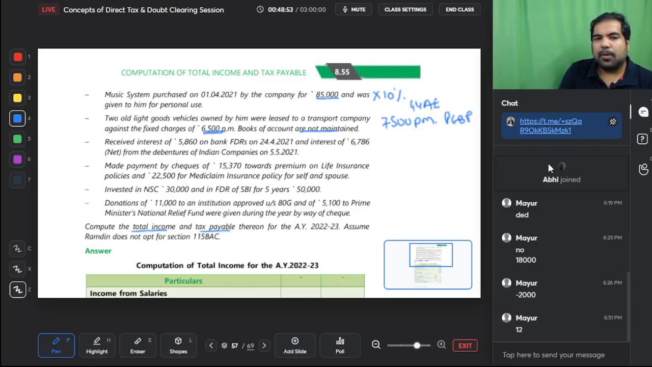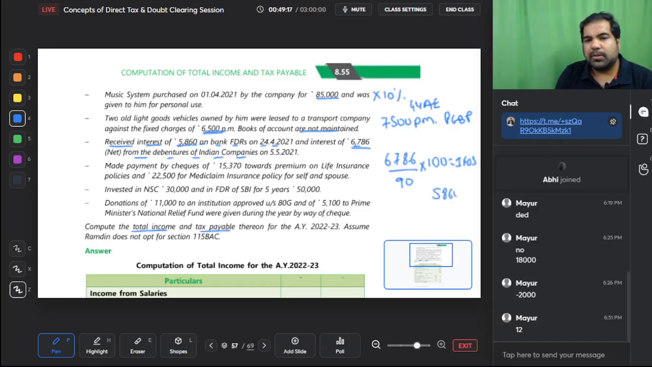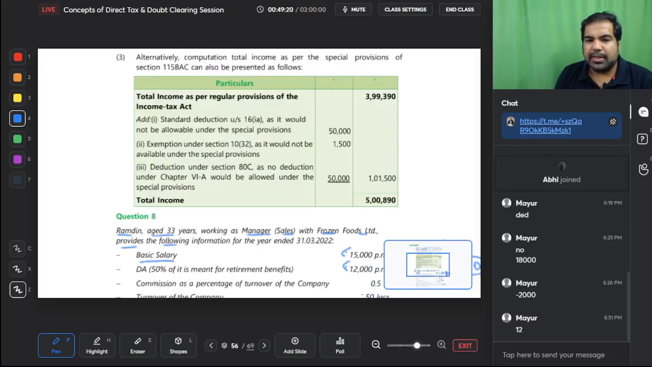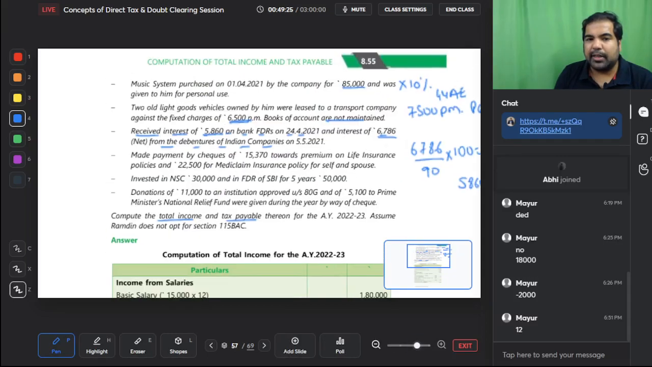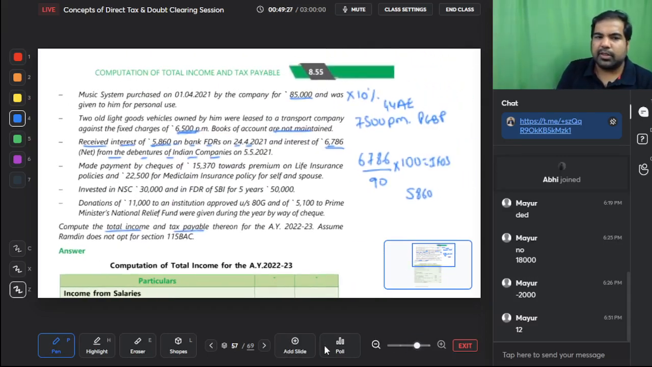44AE. He received interest of 5,860 on bank FDs on 24th April and interest of 7,8 from the debentures of Indian companies. So first up, this is net. Net does not allow, so 6,786 divided by 90 into 100, that will go in IFOS, and 5,860 will also go in IFOS. And assuming, guys, he is 33 years old, he may get a deduction under 80TTA if he has any saving account interest, not FDs.